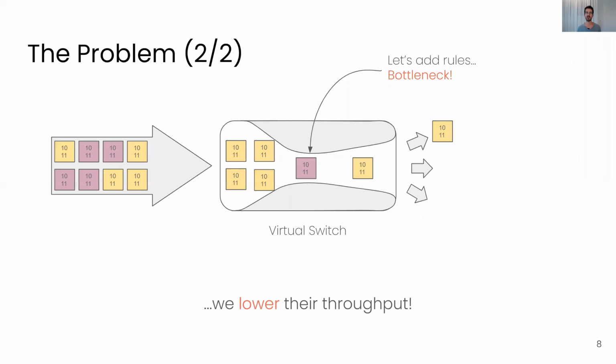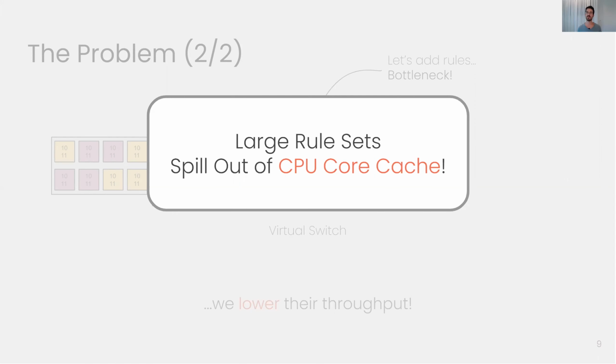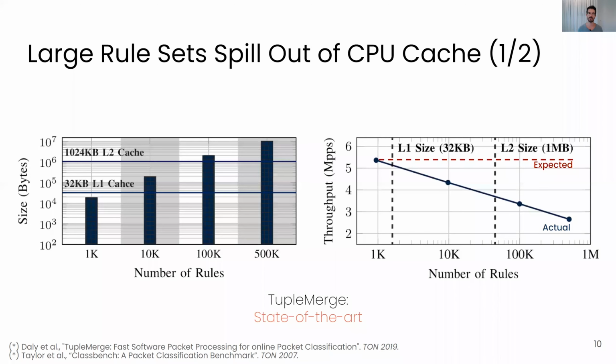And it doesn't matter which classification algorithm we're using, all experience the same phenomenon. Large rule sets spill out of CPU core cache, causing expensive L3 cache accesses. Just to understand the impact, L3 cache access time is 10 times slower than that of L1 cache. This is devastating for packet classification. You may ask yourselves, how bad is it? Well, let's look at a real example.